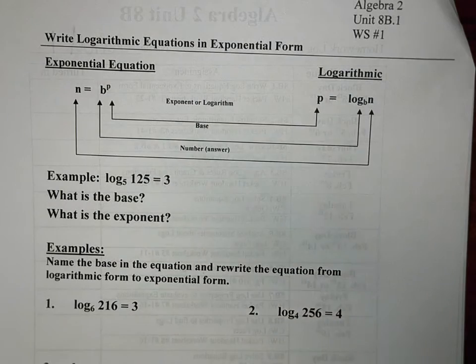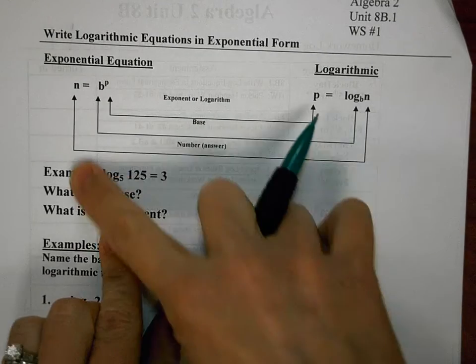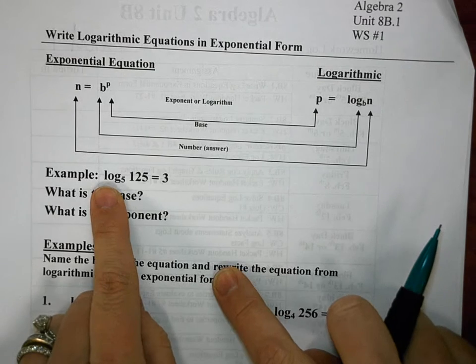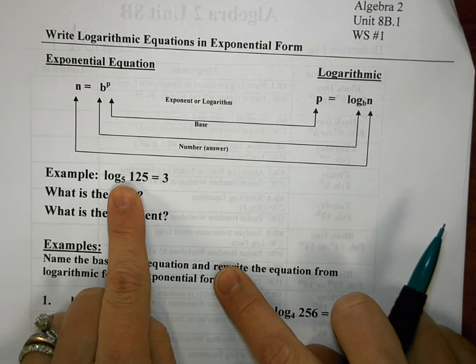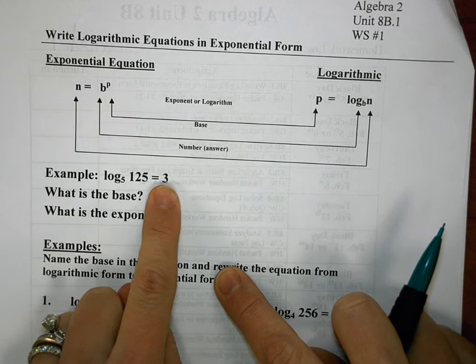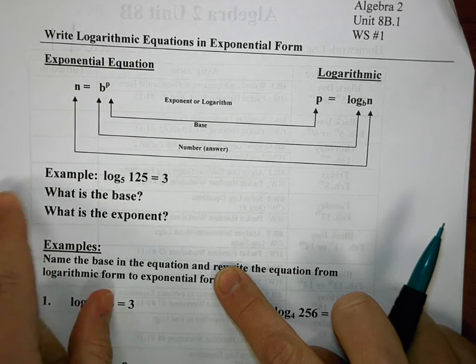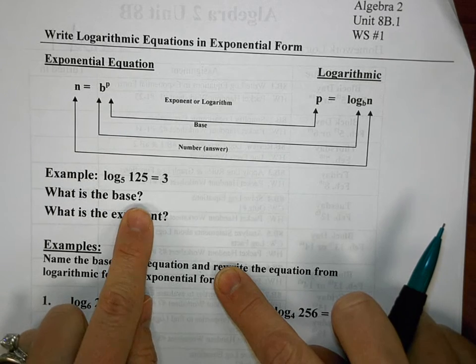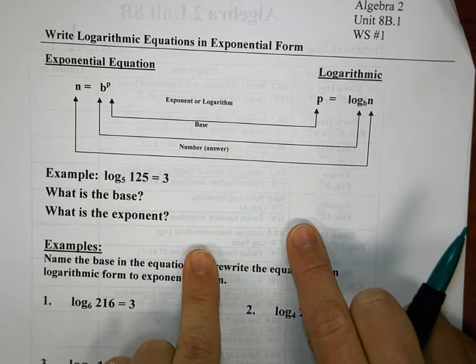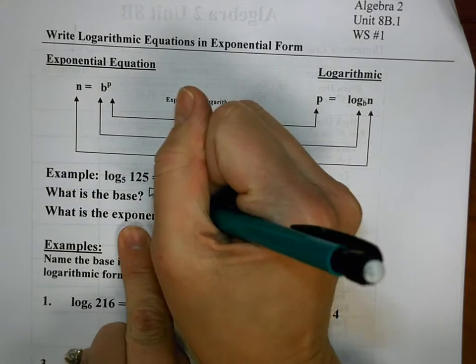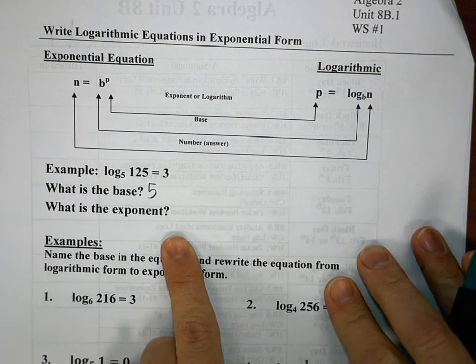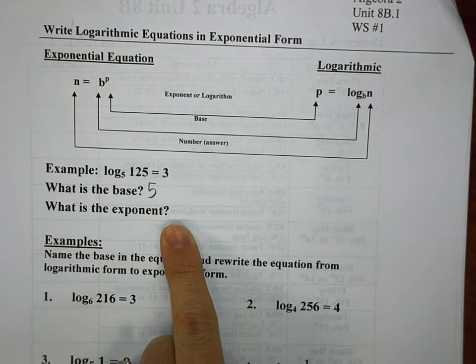So exponents and logs go, like I said, hand in hand. They share the same numbers. You can write them different ways. So if you're looking at this problem right here, this is saying log base 5 of 125 equals 3. Okay? So what is the base in this problem? 5. And what is going to be the exponent if you were to change it? 3.